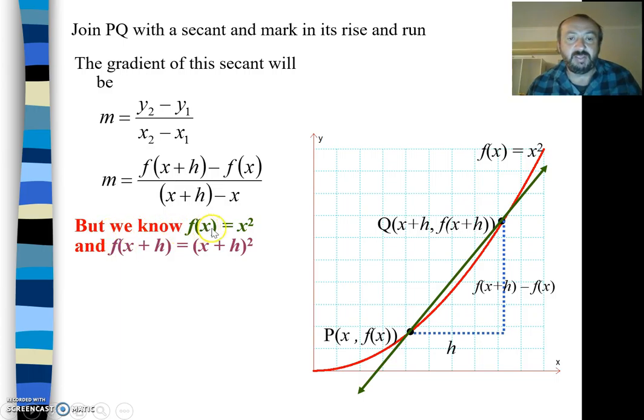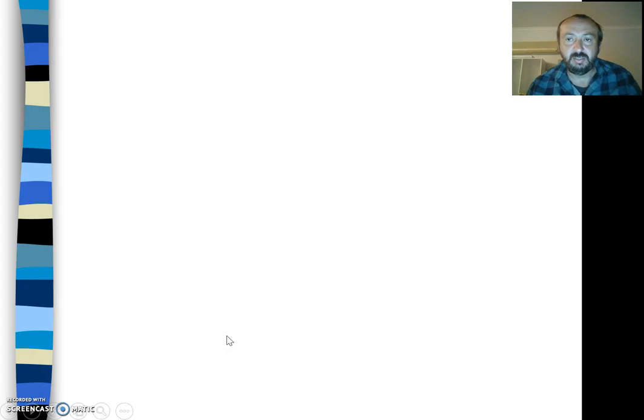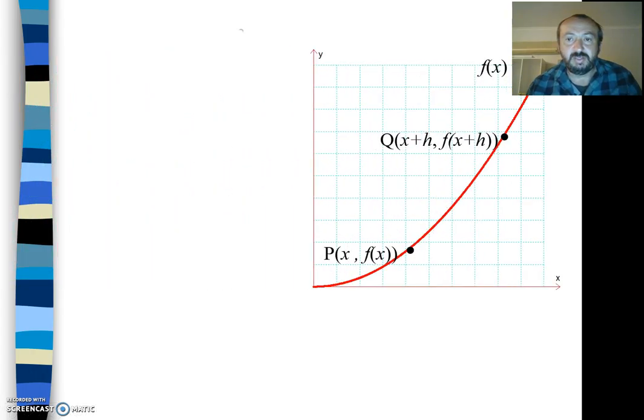We know f of x equals x squared, because that's what we're doing in this case. It's a nice parabola we've got. So f of x plus h equals x plus h squared. Okay, so m equals x plus h squared minus x squared, on x plus h minus x. Keep going. There's our point there.